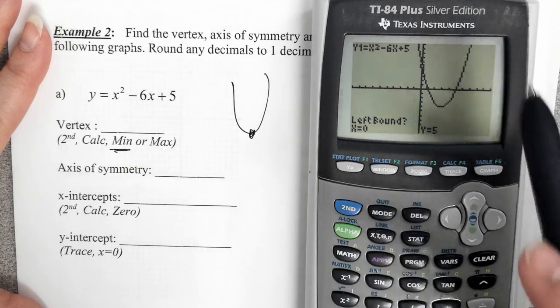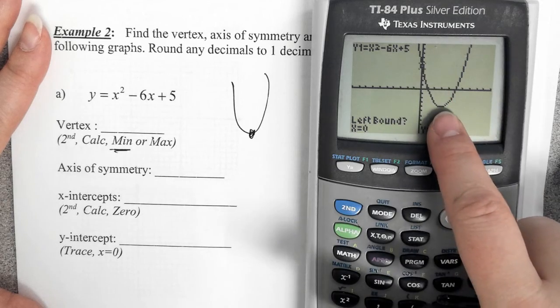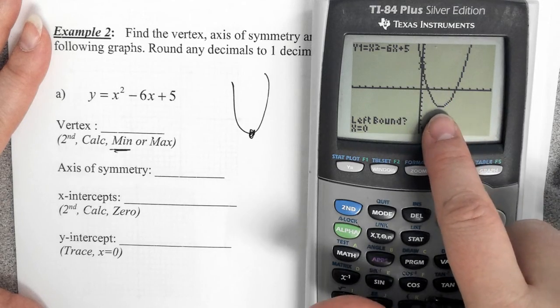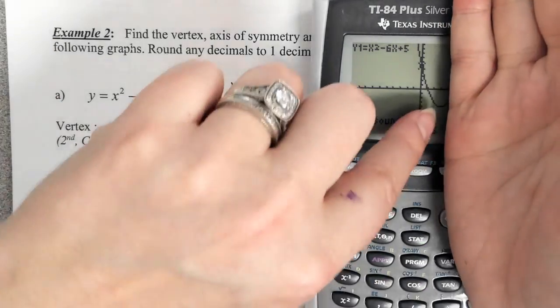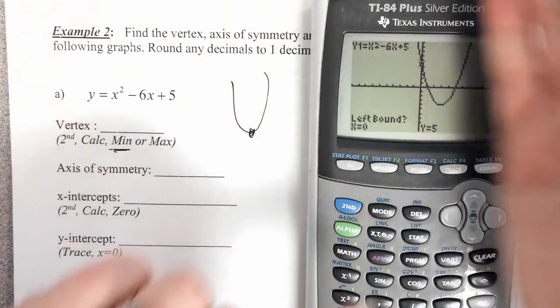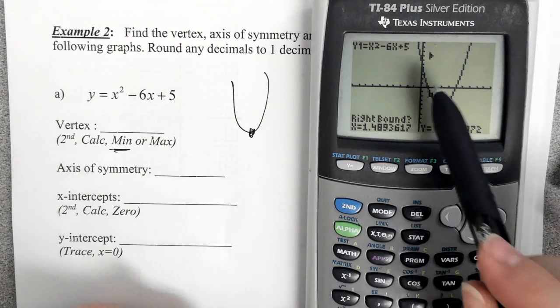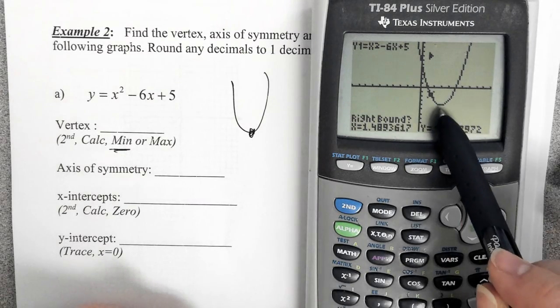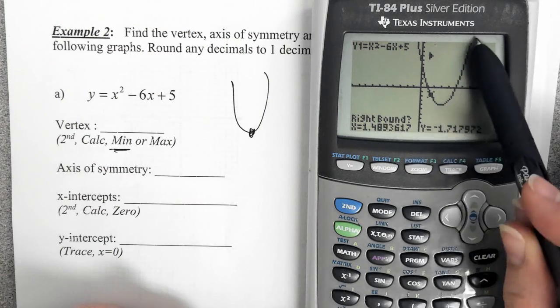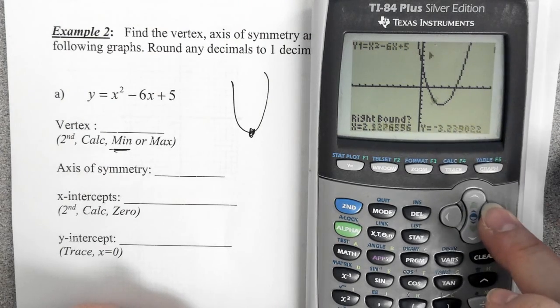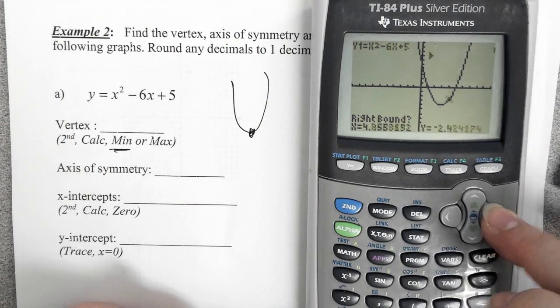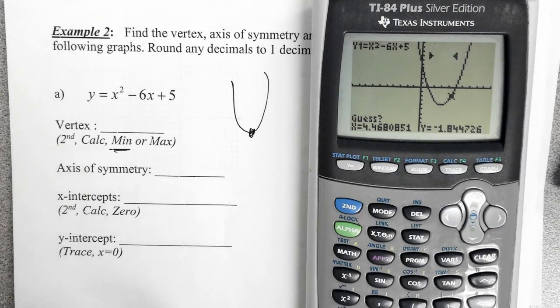When it says left bound, I need to make sure this cursor is to the left side of this vertex. So the vertex is here. Anything on this side is a fine boundary. So I can use my arrows to move left and right. I'll hit enter. I see this arrow pop up. Now I want to set a right boundary on the right side of my vertex. So move my cursor and hit enter.